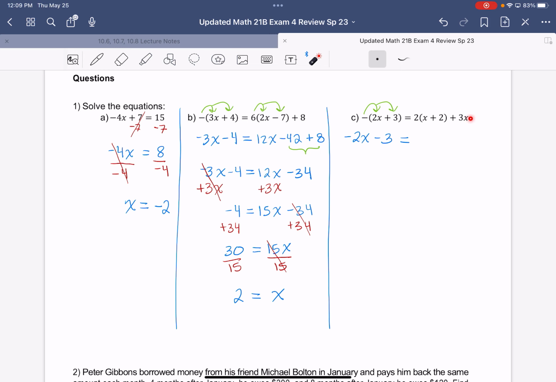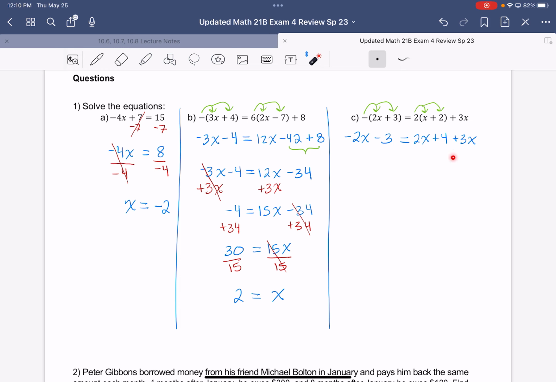Now let me focus on the right-hand side. Can the right-hand side be simplified? And yes, it can. So we're going to first distribute the 2 to each term inside of the parentheses. 2 times x is 2x. 2 times 2 is 4. And that plus 3x comes down.